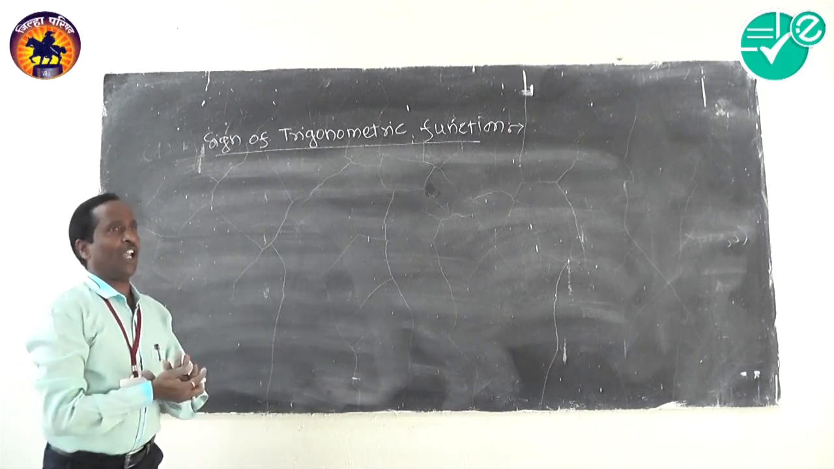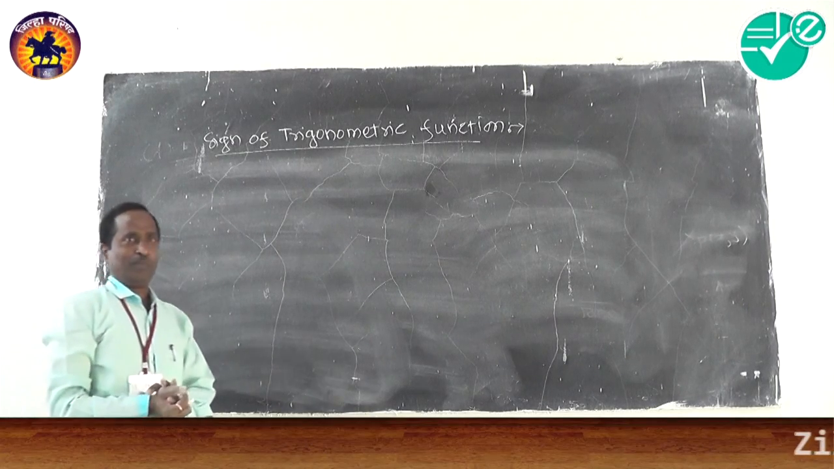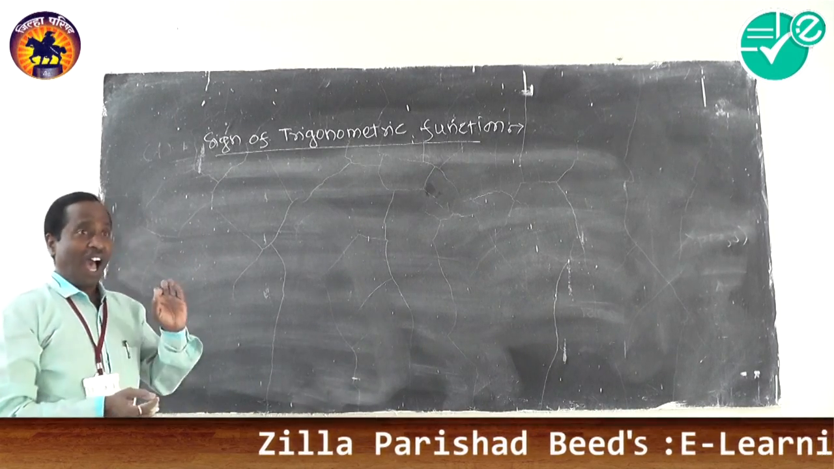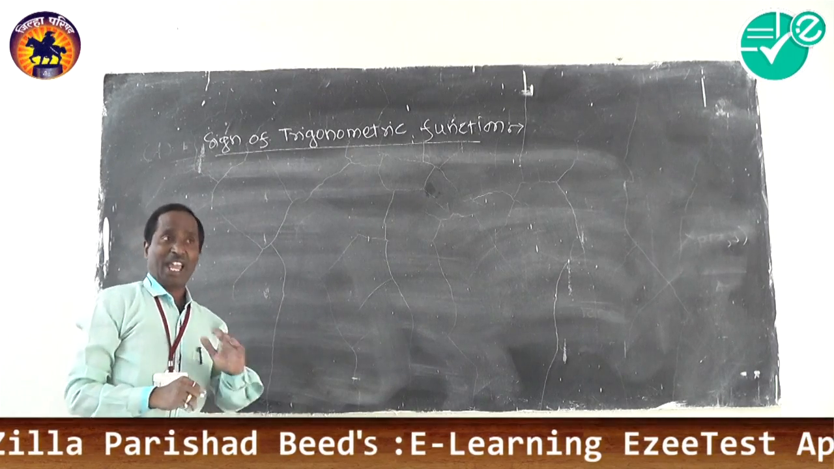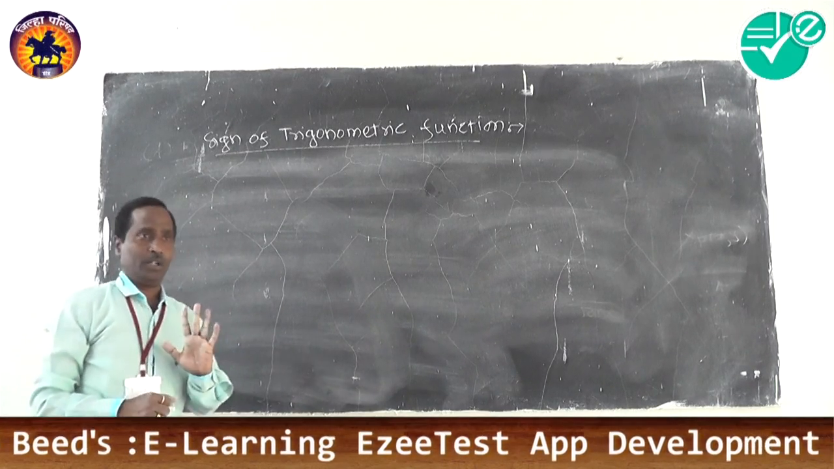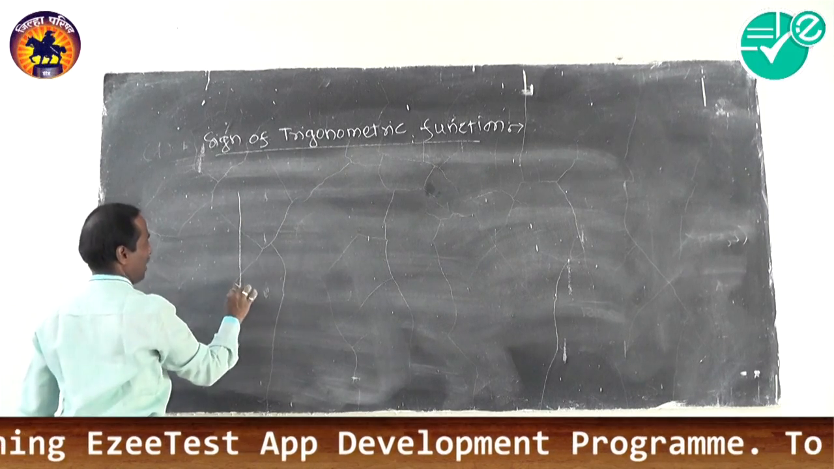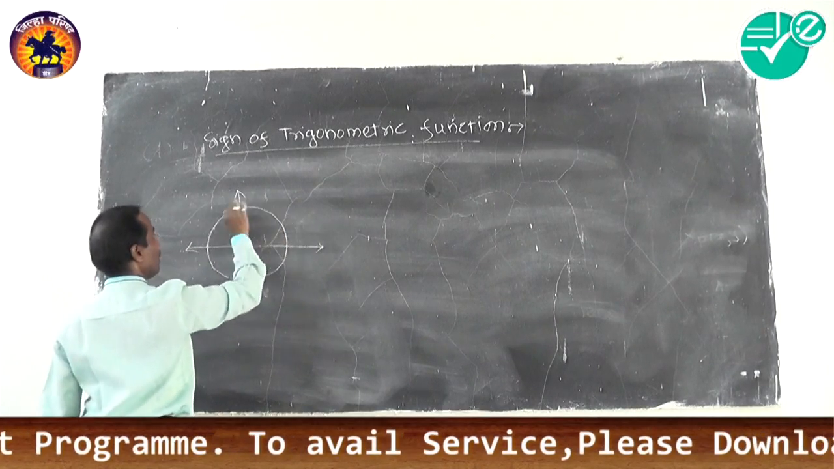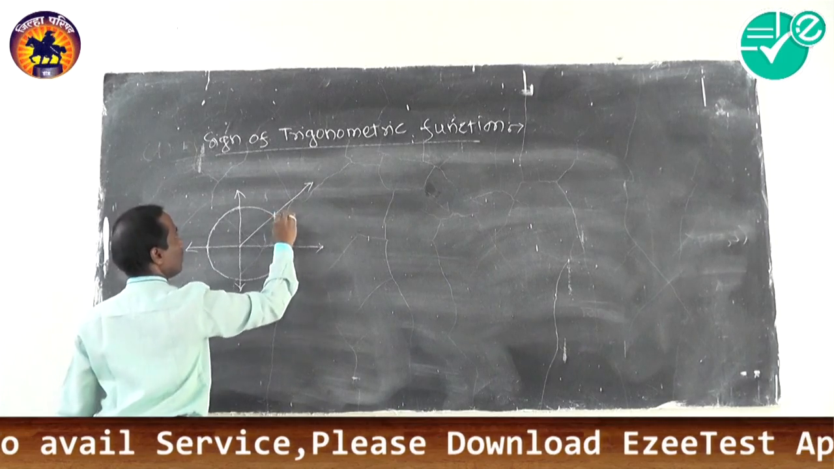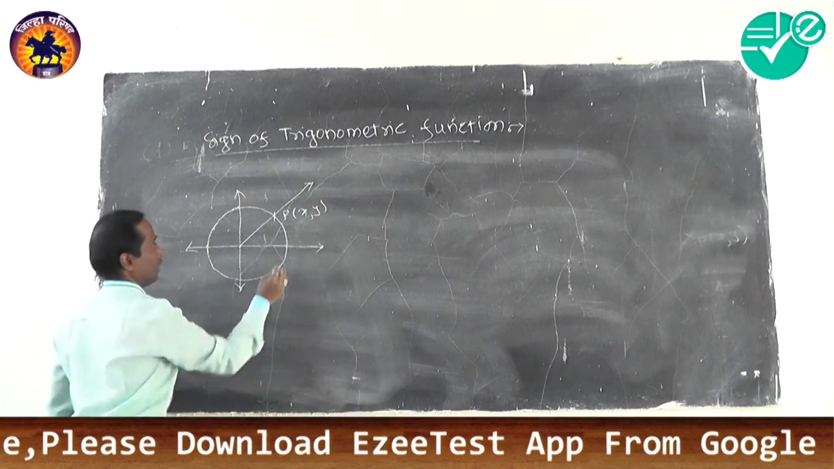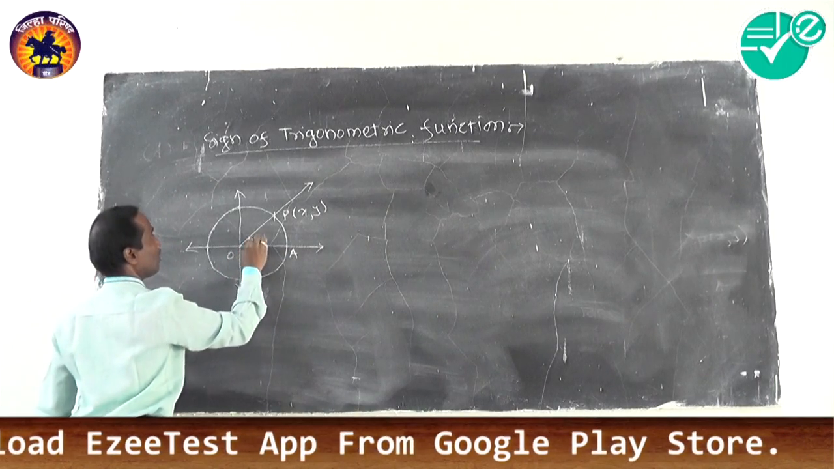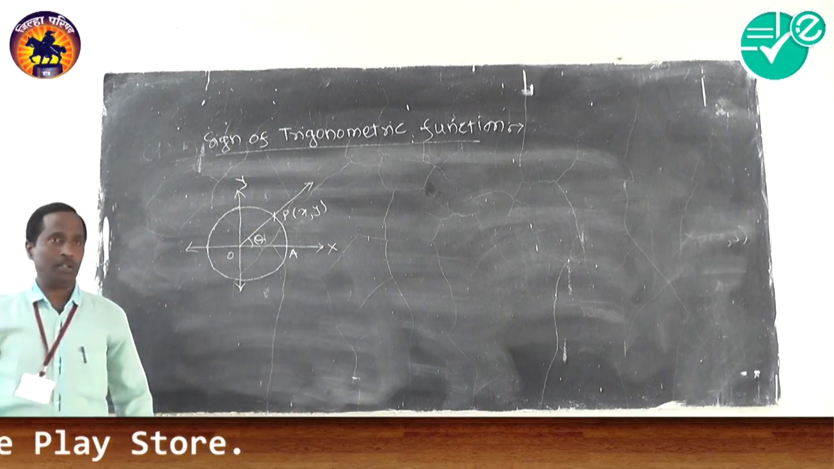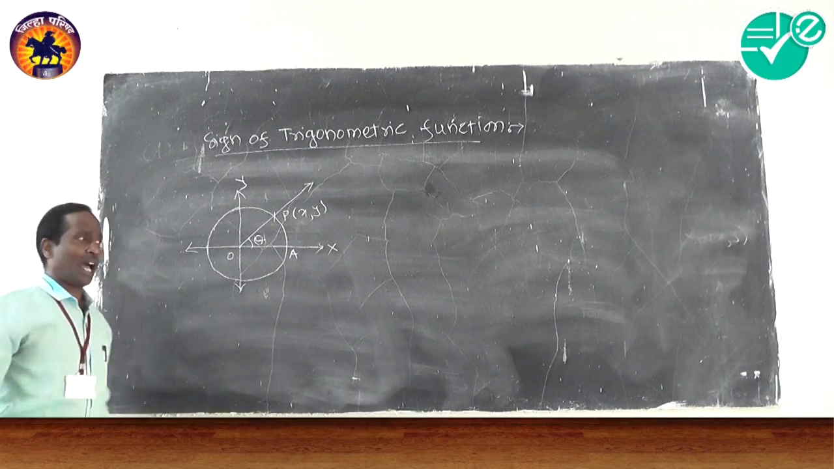We have studied the trigonometric functions. Sin theta is equal to y upon r, cos theta is equal to x upon r. Here r is always positive. The signs of x and y are different in different quadrants. If theta lies in the first quadrant, then the x coordinate and y coordinate are both positive.